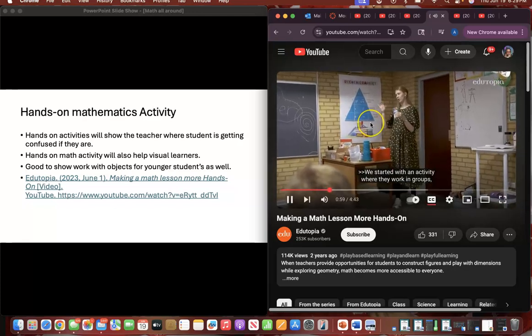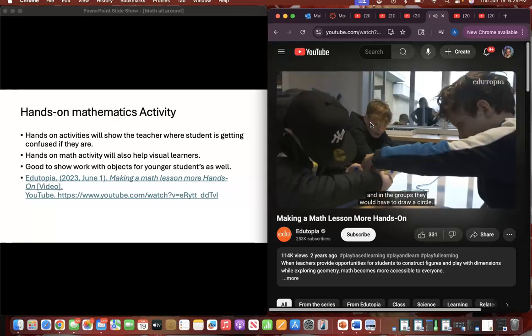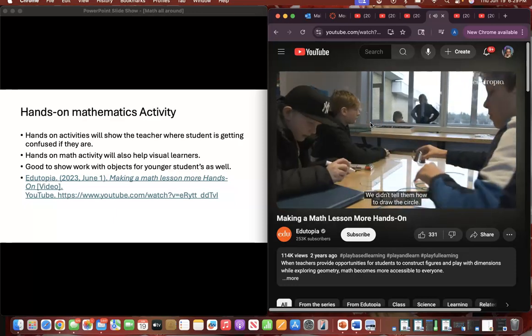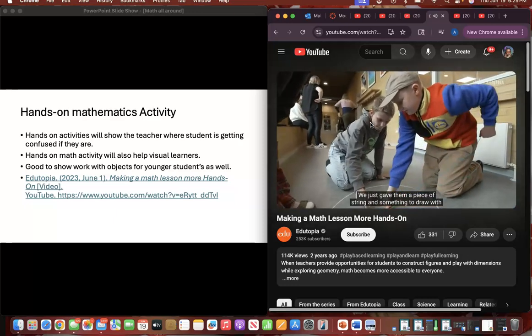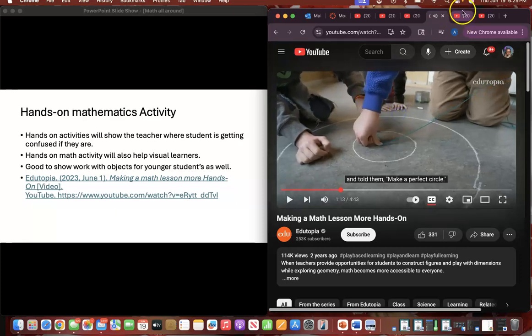We started with an activity where they work in groups, and in the groups they would have to draw a circle. We didn't tell them how to draw the circle. We just gave them a piece of string and something to draw with, and told them.